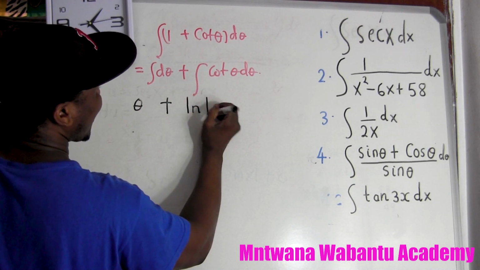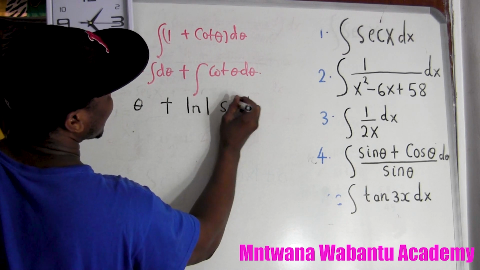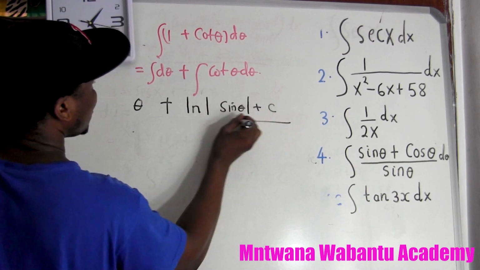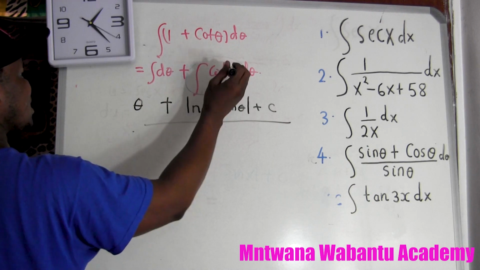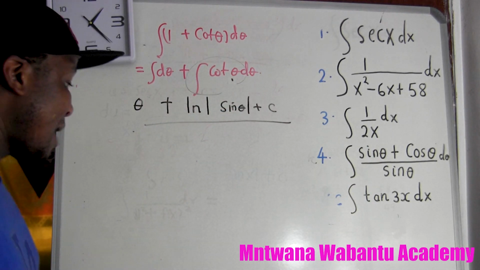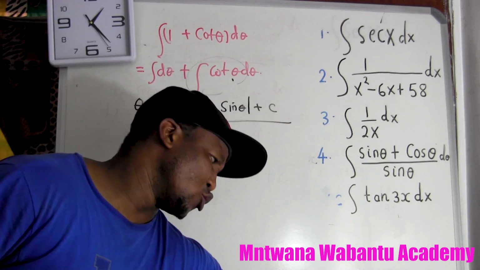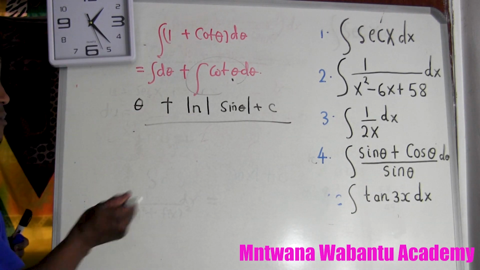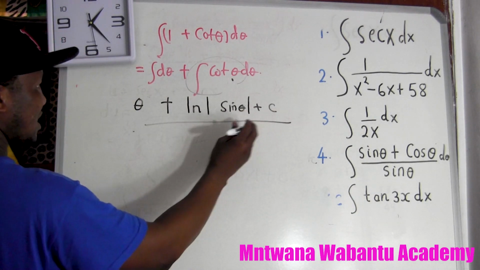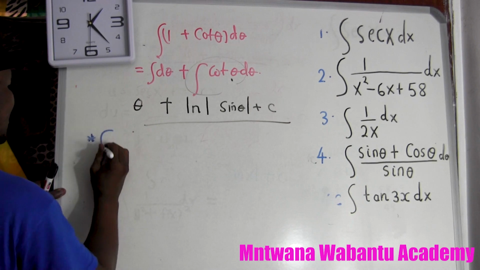But whenever you have a ln, you must put brackets: ln of sine of theta plus constant, and then you are done. You get this from the integration table. But I can show you how this comes about, just in case you ask, how did you know that? Most of the time, they just give us the answer straight, but let me show you so you understand why.